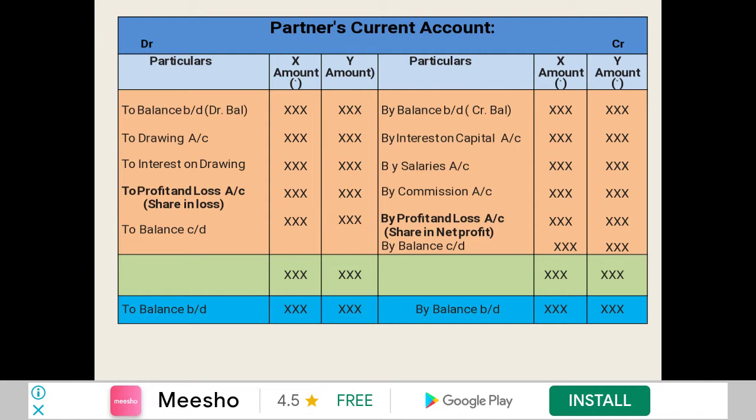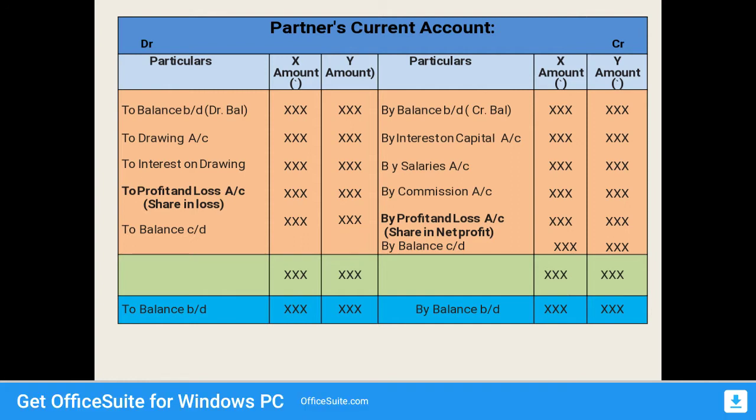Withdrawal of goods or money from the business is called drawings, and drawings are recorded on the debit side of the partner's current account. Interest on drawings paid to the business, interest on drawings, is also on the debit side. And if there is a loss in the business, it is shown on the debit side of the partner's current account.